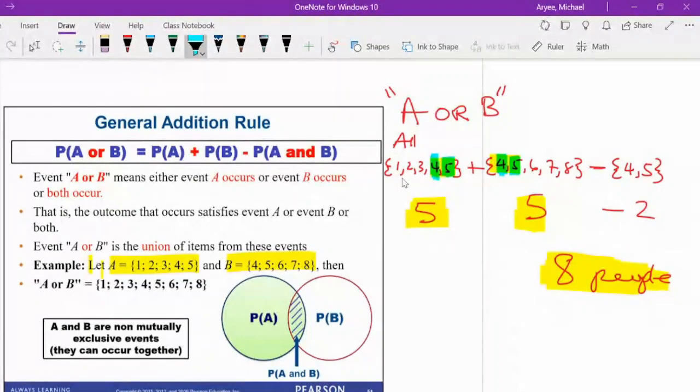Okay, yes, Shaida, go ahead, sir. Is the example in the slide incorrect? Because it says A or B includes 4 and 5. Wouldn't 4 and 5 be A and B?